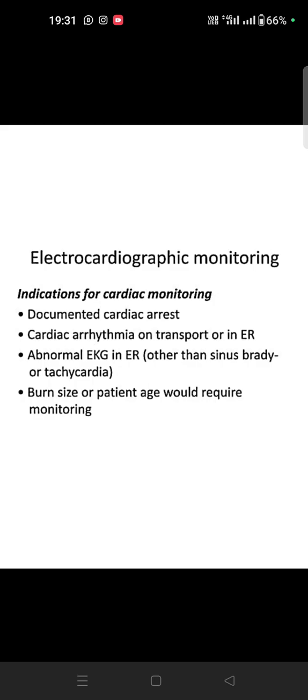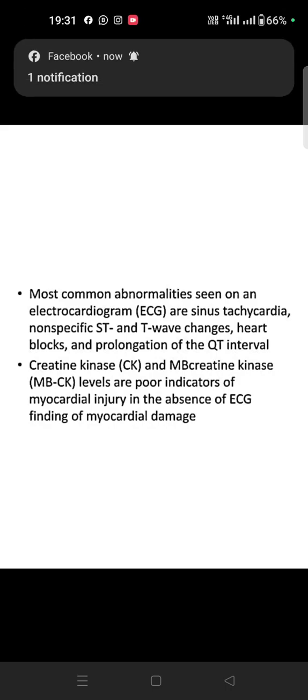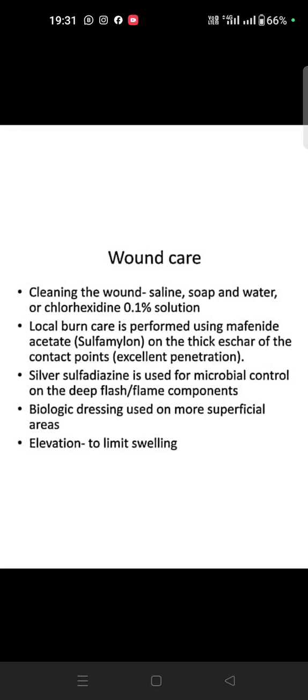Then abnormal EKG, such as sinus tachycardia or bradycardia. Monitor according to the burn size of the patient. The most common abnormality is on the ECG: tachycardia or bradycardia, or ST and T wave changes will be there. Creatine kinase levels may be elevated. Then wound care: clean the wound with saline or soap and water.